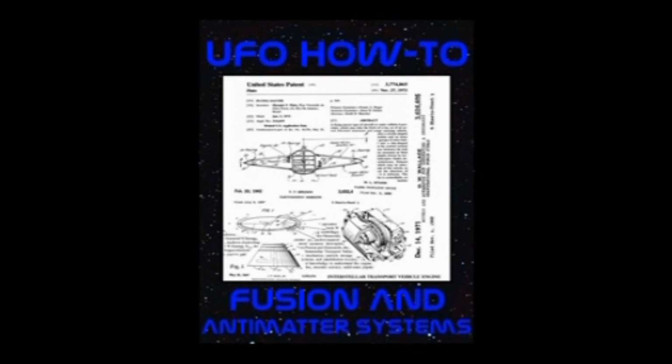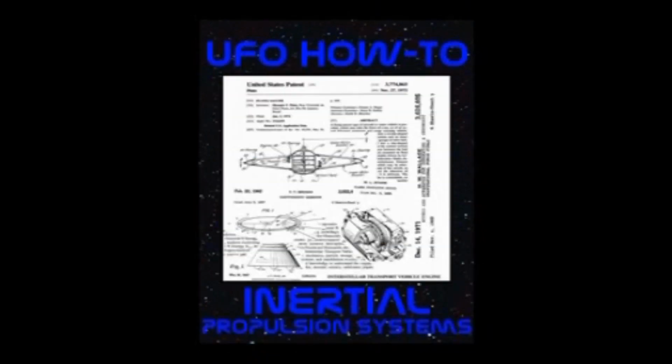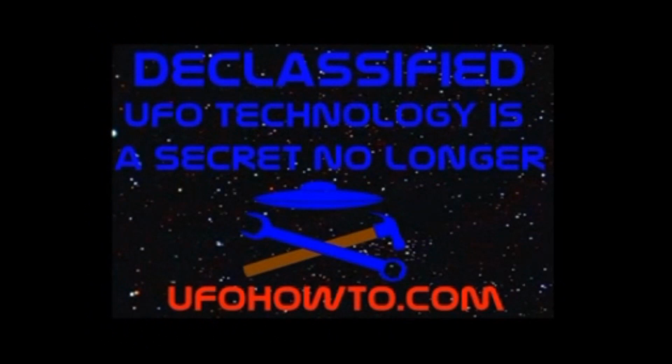Across the volumes of the UFO How-To series will be found 3,000 pages of patents, most of which have lapsed into the public domain, regarding UFO technology. Armed with the knowledge contained in the UFO How-To series, you need no longer be just a spectator of the UFO phenomena. You can be in the know about the UFO technology yourself.